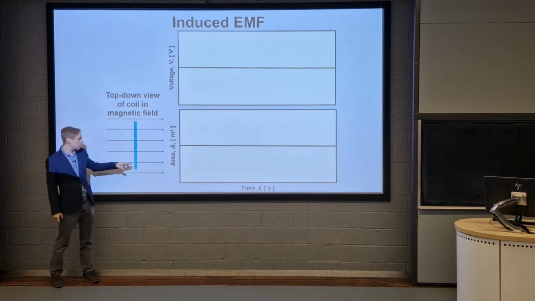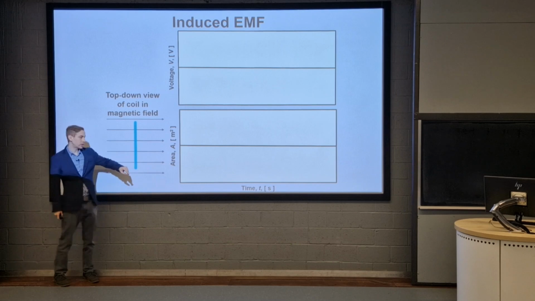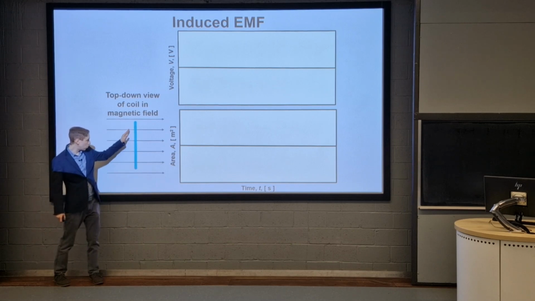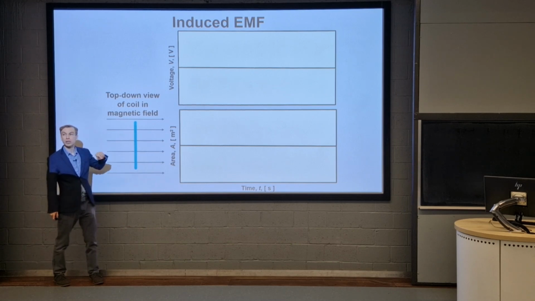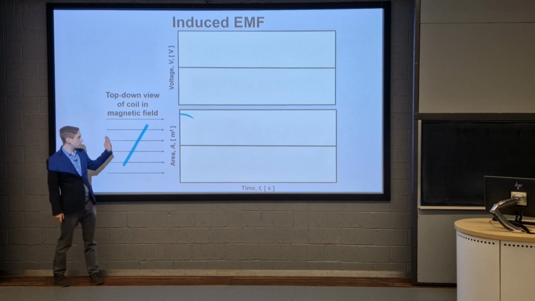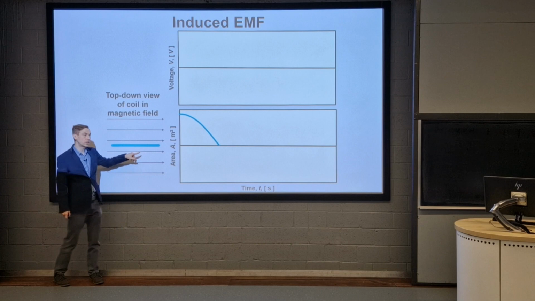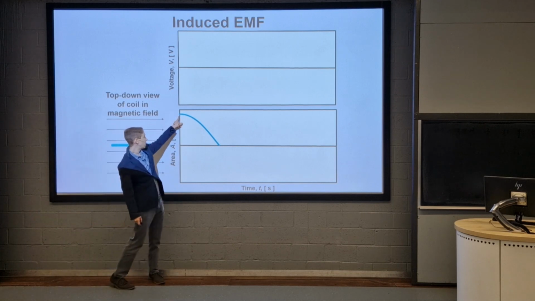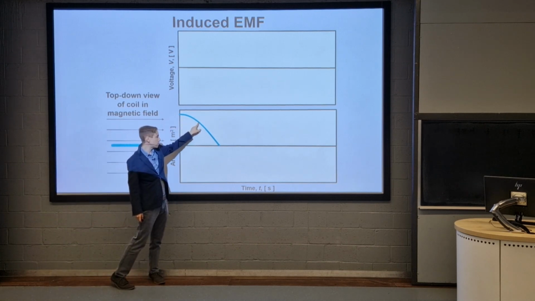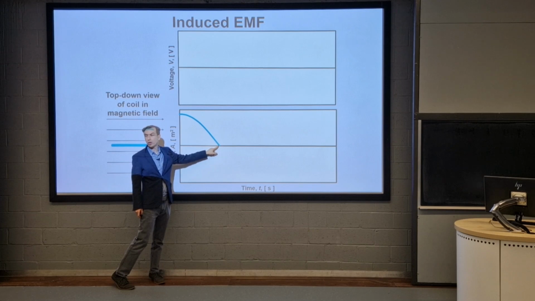So to start with, we need to be thinking about the area. Here, our coil is cutting right across the magnetic field. But as we turn our coil, it's going to go parallel to the magnetic field. So our area goes from being some maximum area, and then as we turn it 90 degrees, our area goes down to nothing.